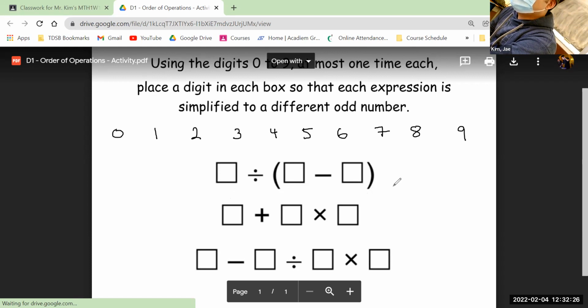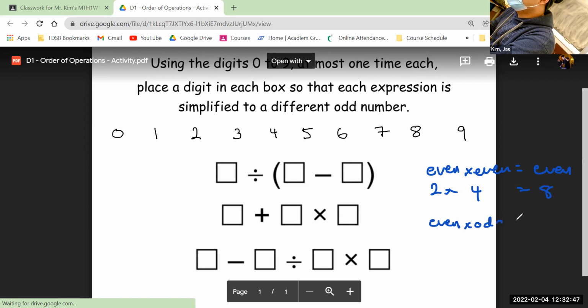Did you know that if you multiply an even with an even, you get an even? Like 2 times 4 is always going to be even. Did you also know that if you take an even with an odd, it's always going to be even? Surprise. 2 times a 3.